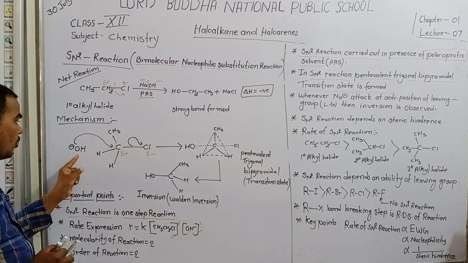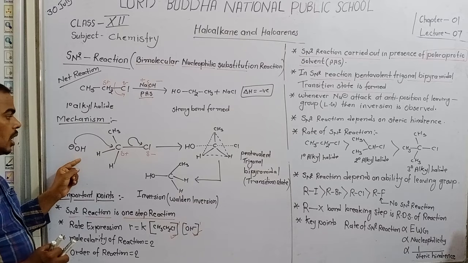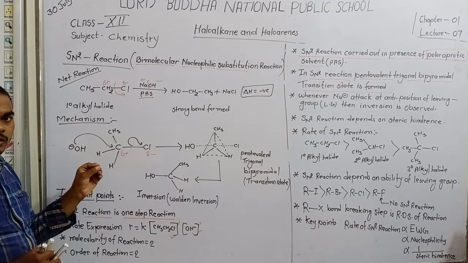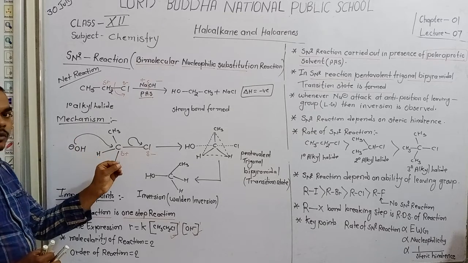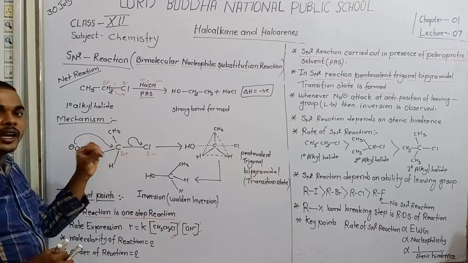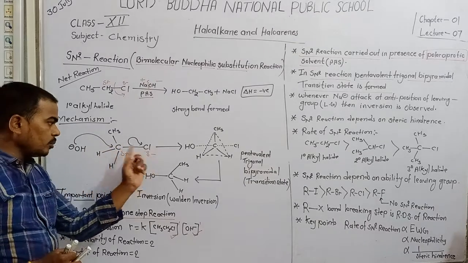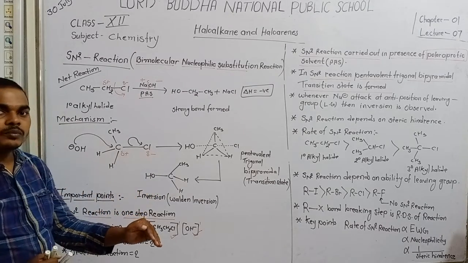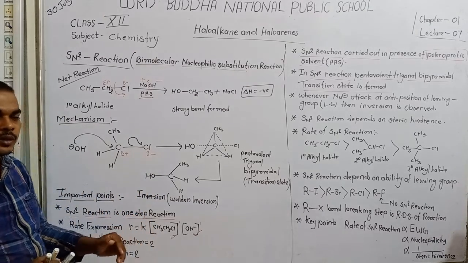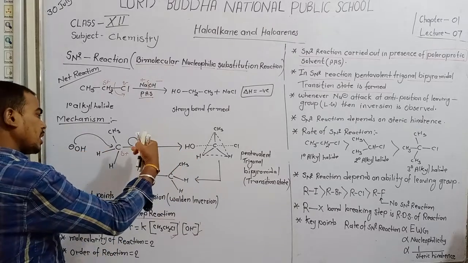But the attack of the nucleophile is in the opposite direction of the chlorine, or any leaving group, that leaves. Okay, here chlorine leaves from the right side, so the attack is from the left side. If chlorine leaves from the left side, then the attack is from the front.